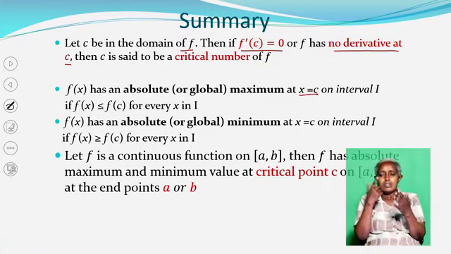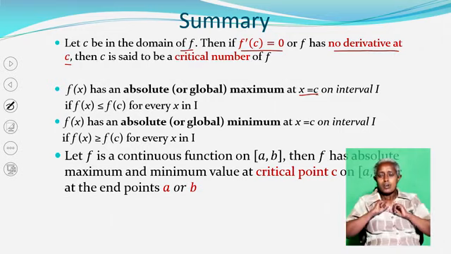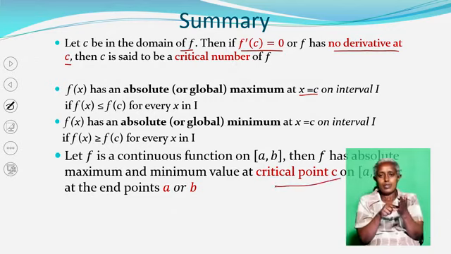And if f is a continuous function on the closed interval [a, b], then f has absolute minimum and maximum values at the critical points on [a, b], or it may have them at the endpoints.